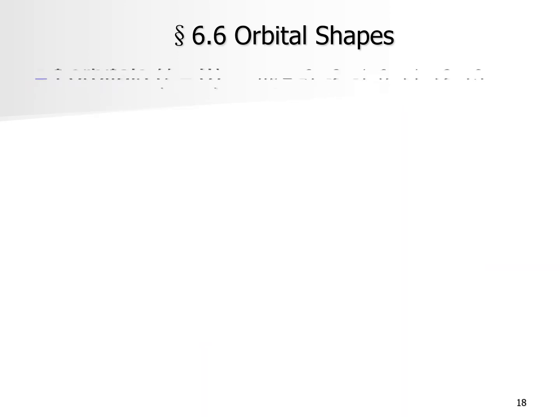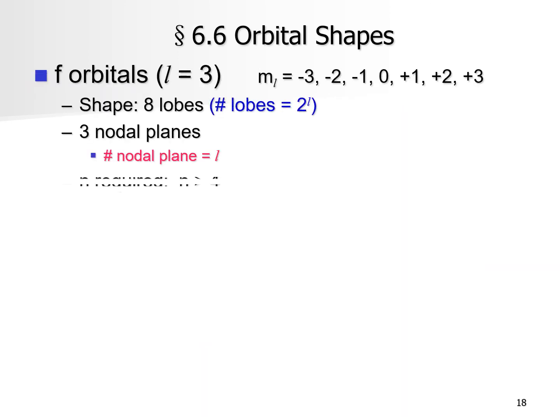Well, let's finally play a little bit of a game here. What can we predict if we talk about an f orbital? First, f orbital, L equals 3. How many orbitals? 7, right? As you count the possible values of m sub L, we now understand that's going to be 7 orbitals, 2L plus 1.